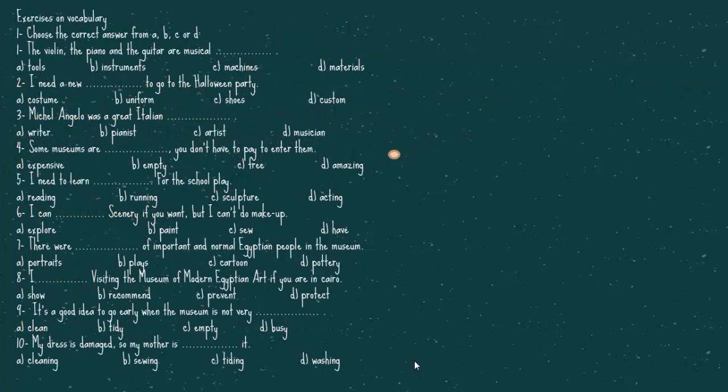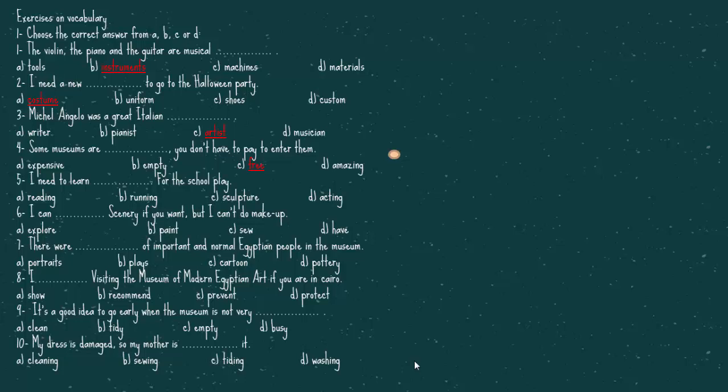So now let's do this exercise on vocabulary. The first one. The violin, the piano, and the guitar are musical, so the answer is instruments. I need a new to go to the Halloween party, so a new costume. Michelangelo was a great Italian artist. Number 4. Some museums are you don't have to pay to enter them, so the answer is free.